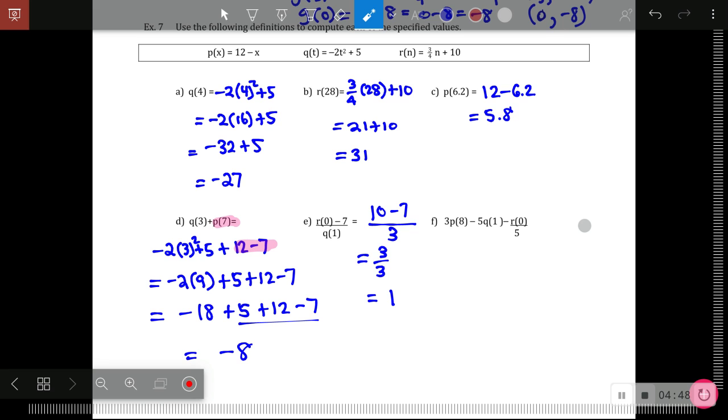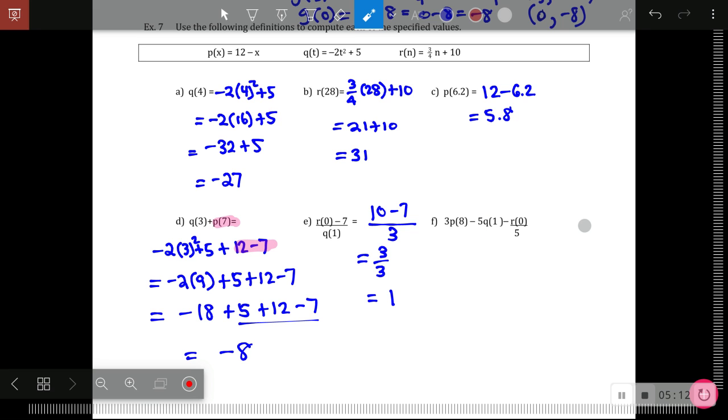Okay, and the last one on the notes here, drum roll, is going to be, you've got to think of it as 3 times the value of p of 8 minus 5 times the value of q of 1 minus r of 0 divided by 5. So p of 8, let's see what that is. 12 minus 8 would be 4. So this will be 3 times 4 when we're done here.